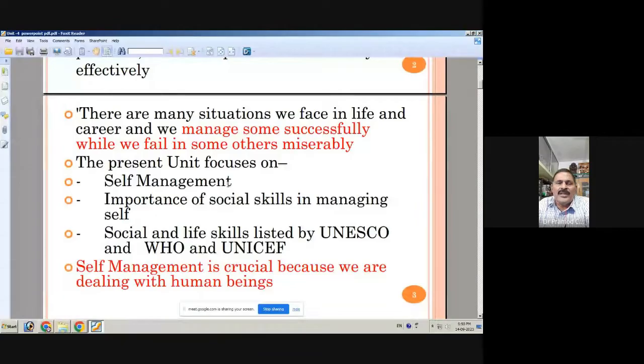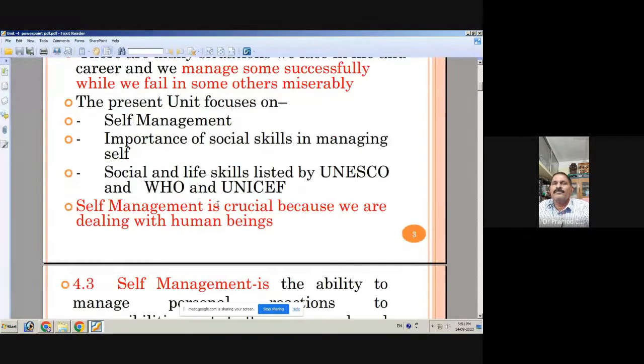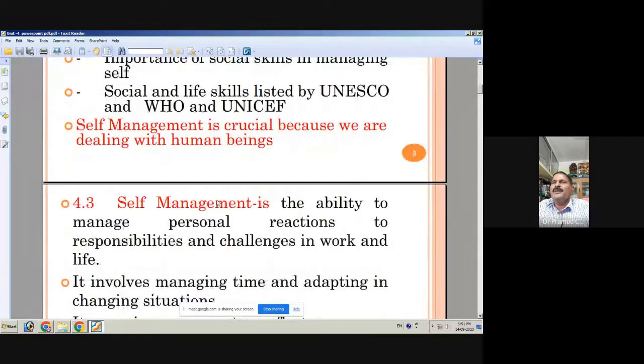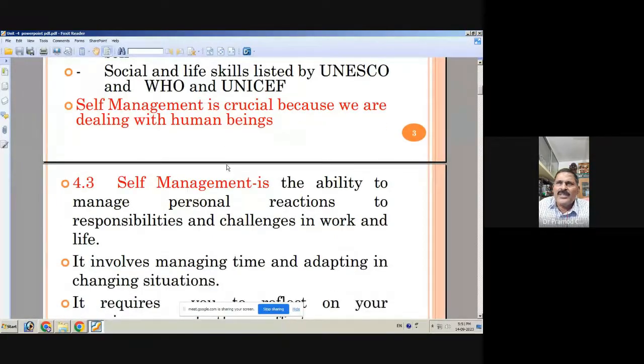Here, the present unit is discussing self-management, the importance of social skills in managing the self, and the social and life skills listed by UNESCO, WHO and UNICEF. Self-management is very crucial because we are dealing with human beings. I am always telling that the behaviors of human beings are very complex. It is not very simple.